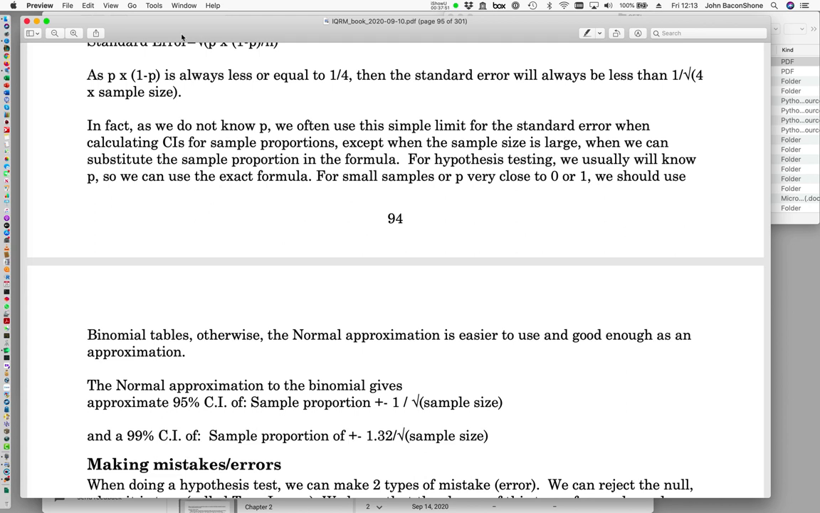we're dealing with proportions. So if you think about it, if the sample size is 100, the square root of 100 is 10, so it's plus or minus 10%. So the sample proportion plus or minus 10% is the approximate 95% confidence interval in a situation where we're looking at proportions. So if you were dealing with a little survey and you asked a yes-no question, do you agree with this or not?